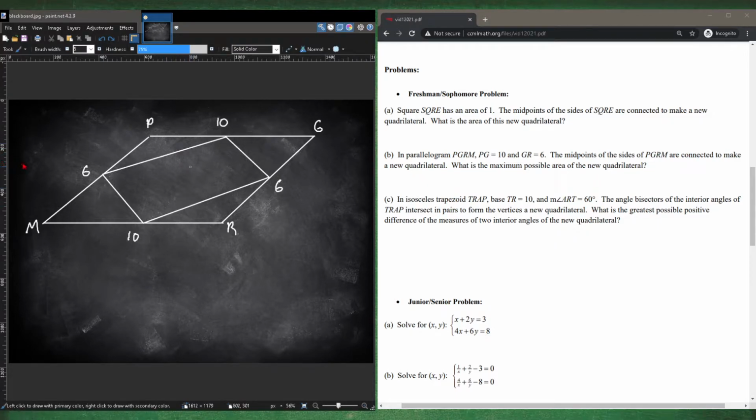So if we make a height, we could label this angle as theta. That means this side length, using trig, is 6 sine of theta. So the area of our parallelogram is 10 times 6 sine of theta, right? Base times height. So the area of our parallelogram is 10 times 6 times sine of theta, which is just 60 sine of theta.